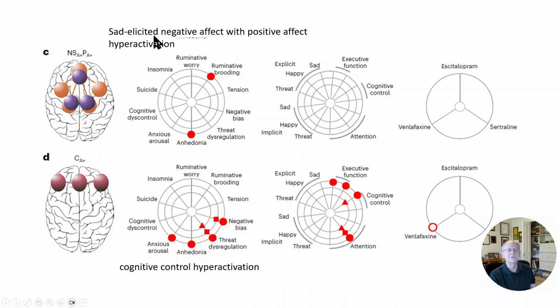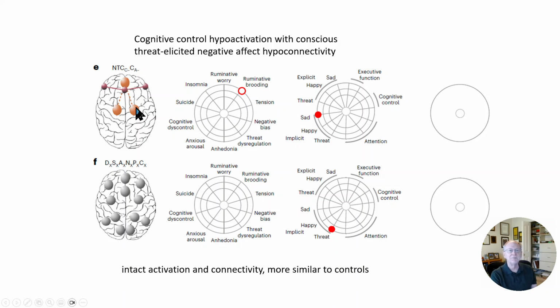And then they had this group, SAD, negative affect with positive affect hyperactivation. They did equally well on all treatments, but they were characterized by anhedonia and ruminative brooding. And then this group, cognitive control hyperactivation, they had a lot of problems in this area, and they tended not to respond to venlafaxine. That's interesting. And then this group, they were kind of just sad, and these people didn't respond to treatment. And this group was more similar to the control group, more study of that.